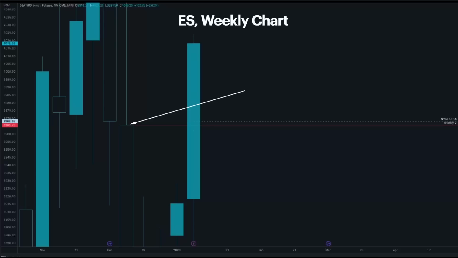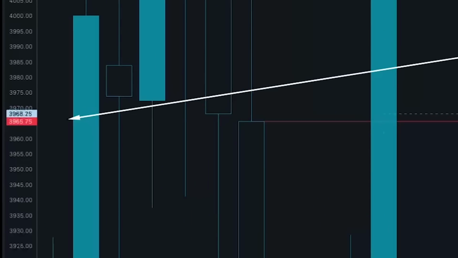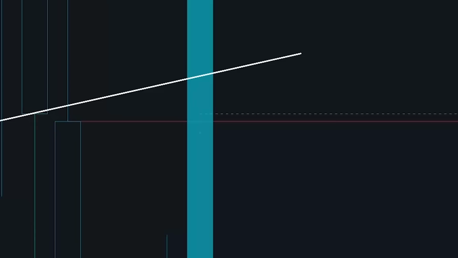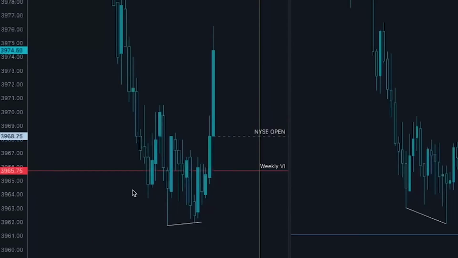So for the sake of just having a clean level, I have just the discount level of this volume imbalance at the 39.6575 level. And I just have it extended out in time. And you can see that when I go back to the lower time frame, that volume imbalance level is in perfect alignment with this consolidation before the displacement up.